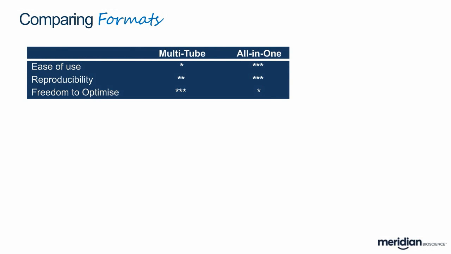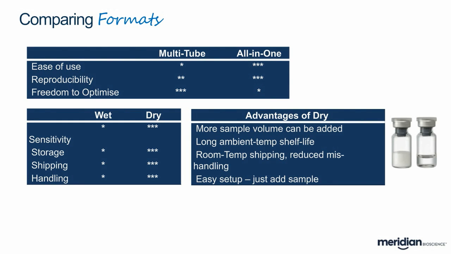So first I will talk about format. One tube or multi-tube. Here we refer to kits where components such as enzymes and buffers are pre-mixed or separated. Both formats have advantages and disadvantages with regards to ease of use, reproducibility, and freedom to optimize. The other important consideration I would like to introduce is the concept of wet versus dry. Dry mixes are those that are lyophilized or air-dried, and they can have advantages such as being able to add more sample, stable at ambient room temperature, and ease of use. You just have to add the sample.